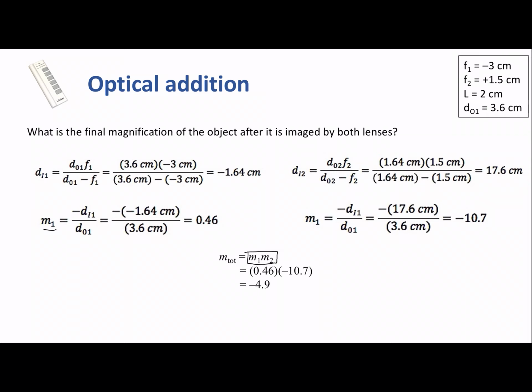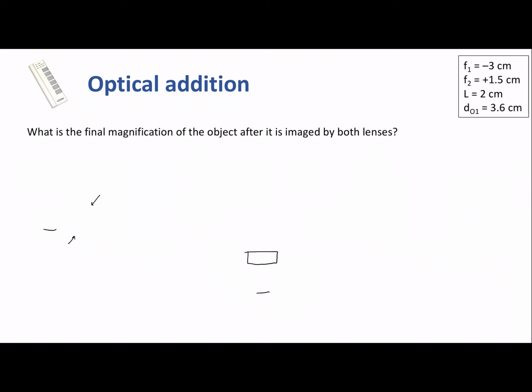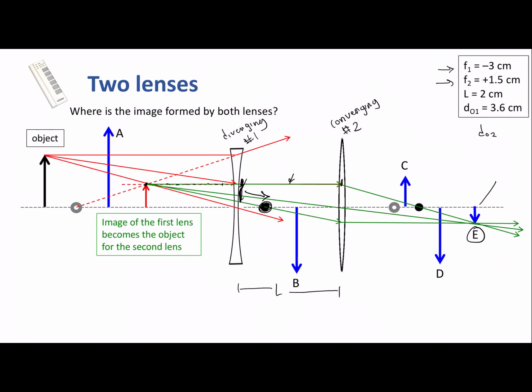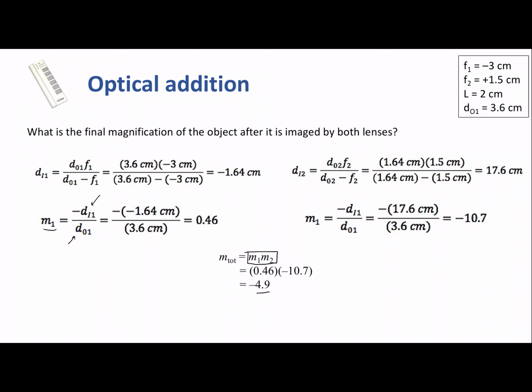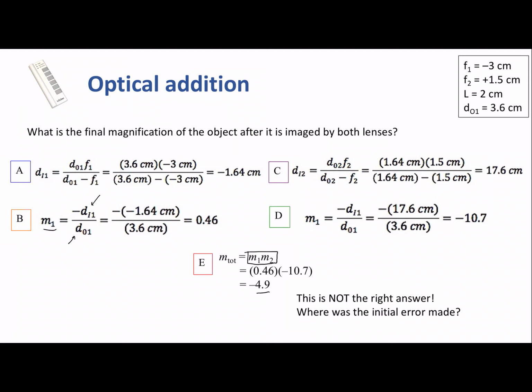So in order to get the magnification for the first lens, I'm going to need both the initial object distance and the image distance for the first lens. Same for the second lens. Now, what this is telling us is a magnification of minus 4.9. The minus means it's an inverted image, so far so good, but it's also telling us it's roughly 5 times as large as the object. That's not true. That final image is not 5 times as large as the object. Well, you got me. This is not the correct answer. There's an error somewhere here.